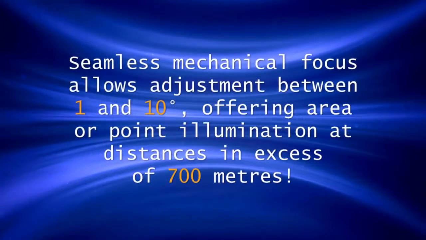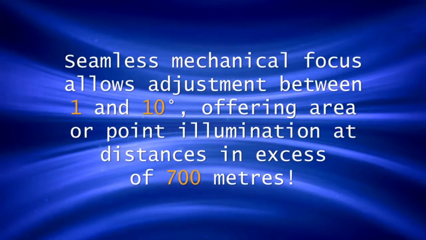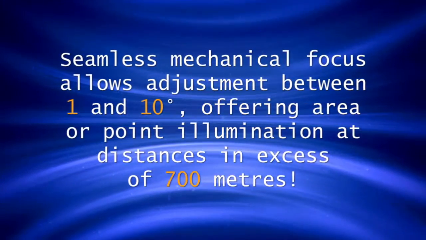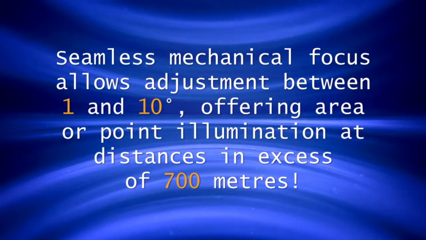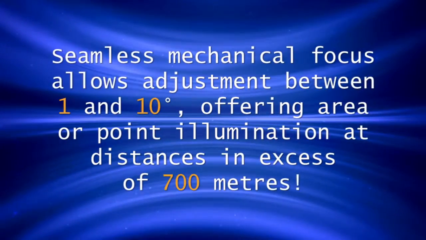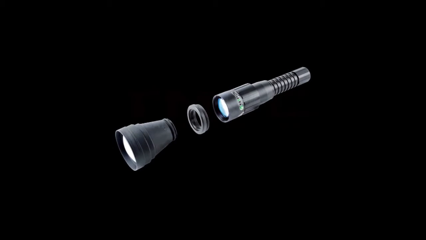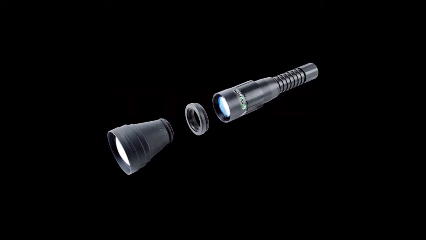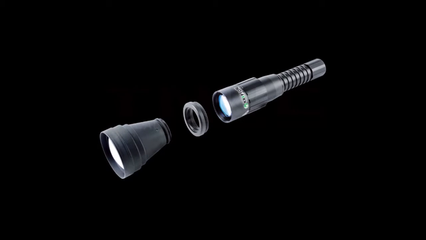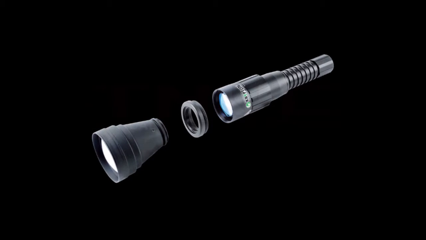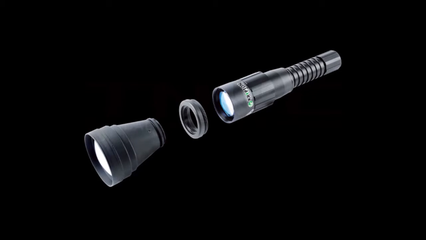A clean, smooth, and focusable beam of infrared light is emitted from its high-power light-emitting diodes, LEDs. Seamless mechanical focus allows adjustment between 1 and 10 degrees, offering area or point illumination at distances in excess of 700 meters. Encased in a highly resistant aluminium housing, the Krypton Torch Pro's virtually indestructible LED provides the user with the best infrared illumination in the market.